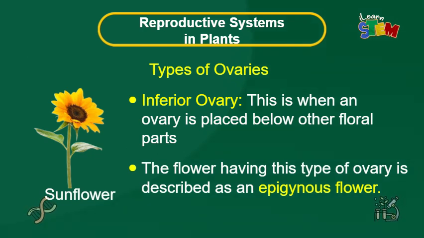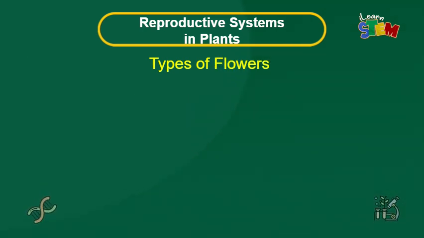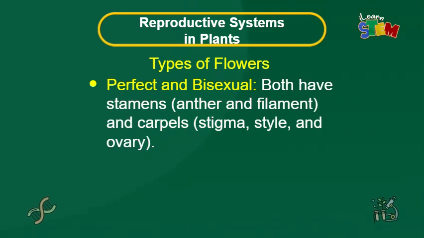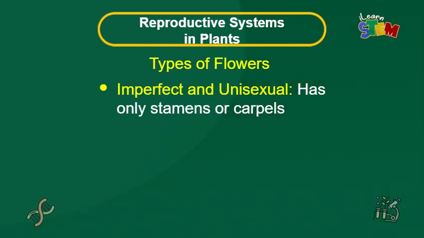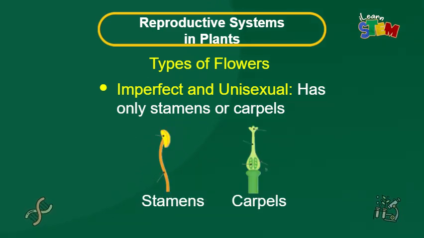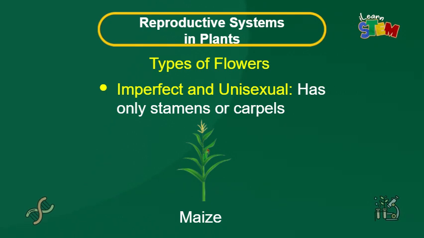The next thing to discuss is the types of flowers. Flowers come in different types. Let's look at them one after the other. 1. Perfect and bisexual. Both have stamens and carpels. An example is hibiscus. 2. Imperfect and unisexual. Has only stamens or carpels. An example is maize.